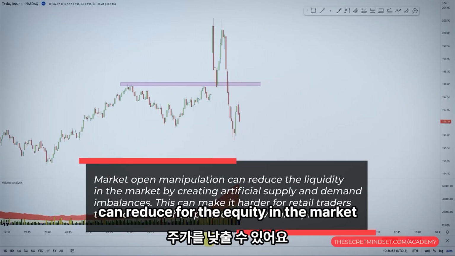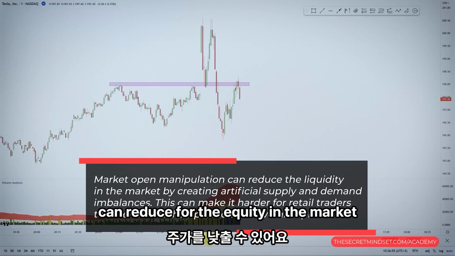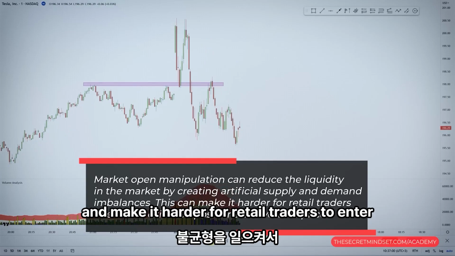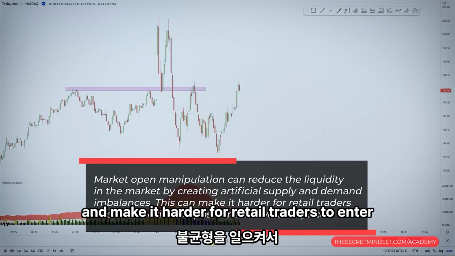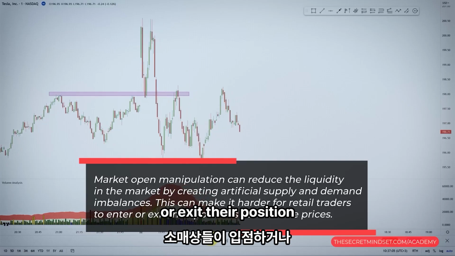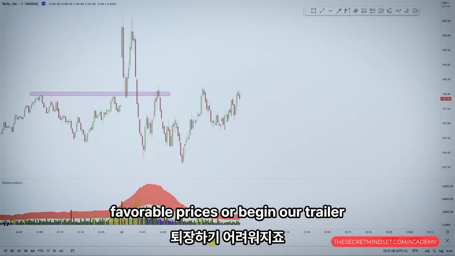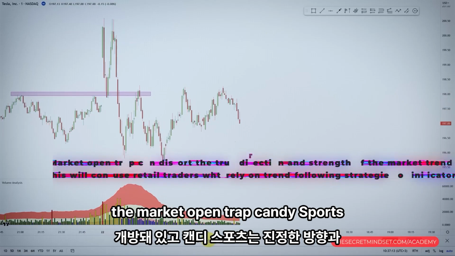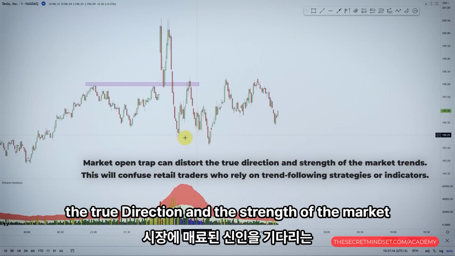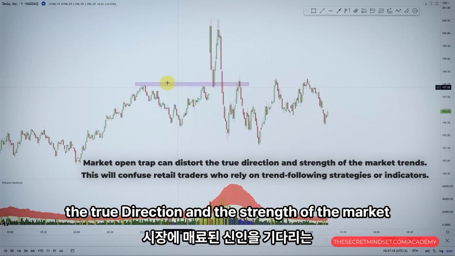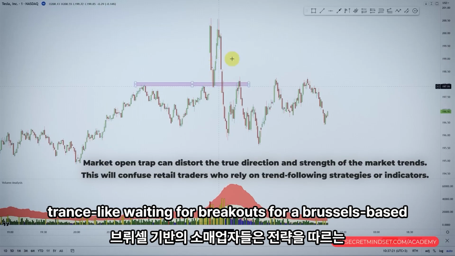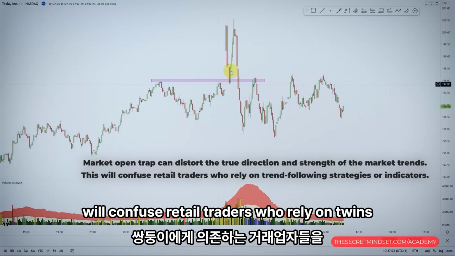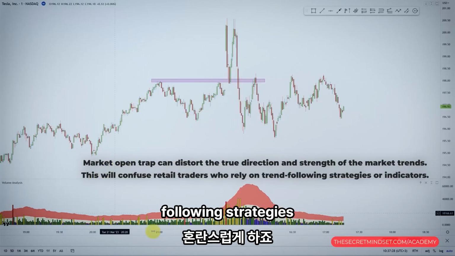Market open manipulation can reduce liquidity in the market by creating artificial supply and demand imbalances. This can make it harder for retail traders to enter or exit their positions at favorable prices. For a beginner trader, it's very hard to make money in these conditions. The market open trap can distort the true direction and the strength of the market trends by creating false breakouts or reversals. This will confuse retail traders who rely on trend following strategies or indicators.